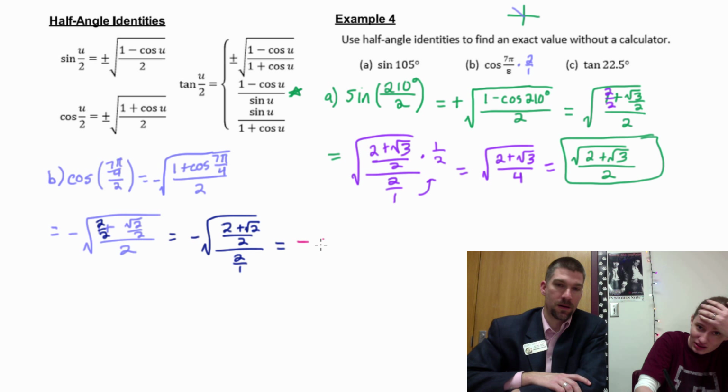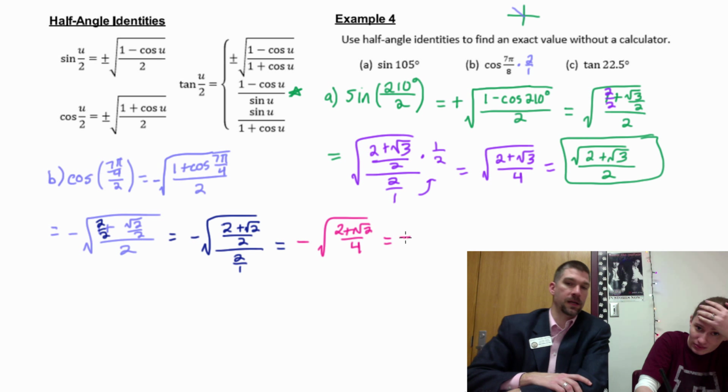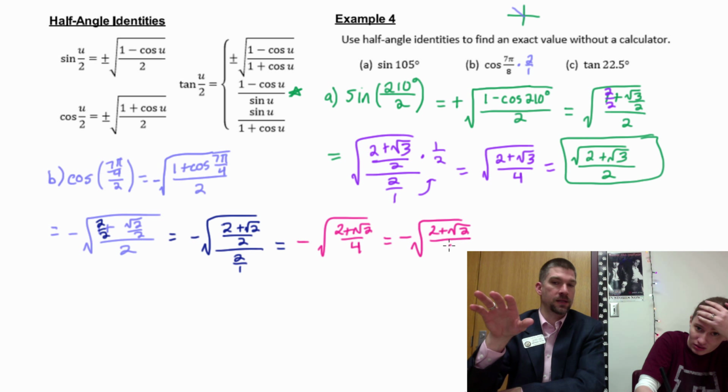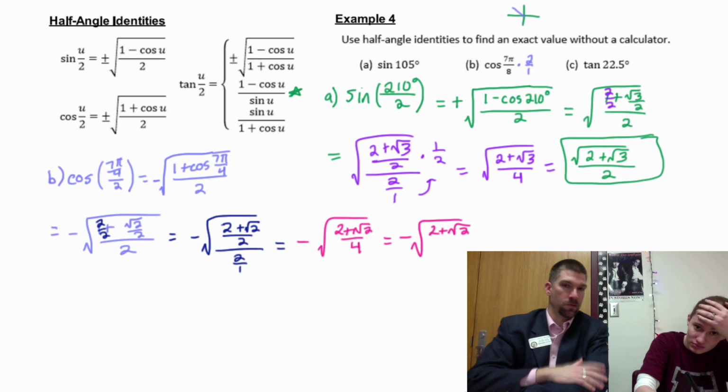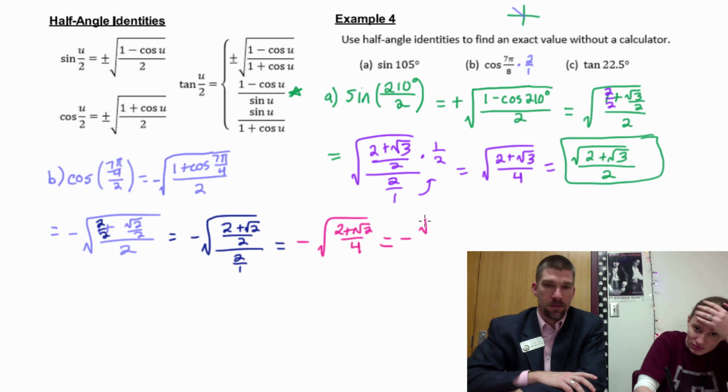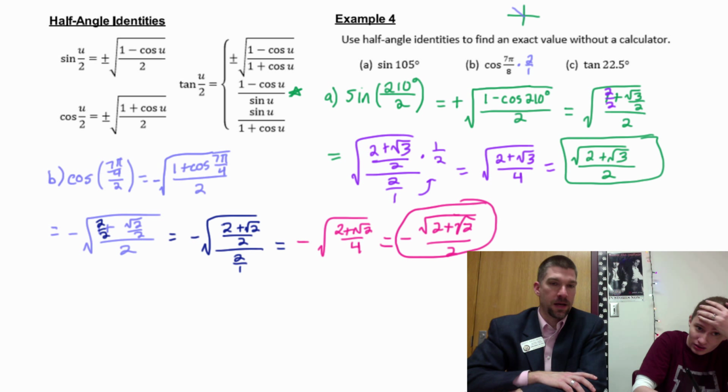So we flip up the 2 over 1 and get 2 plus the square root of 2 over 4. And again, we can't take the square root of 2 plus the square root of 2, so it stays in there. But we could take the square root of 4, which is 2. That's a lot of 2's. And we're done.